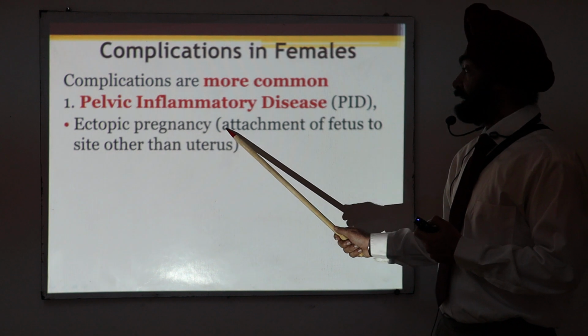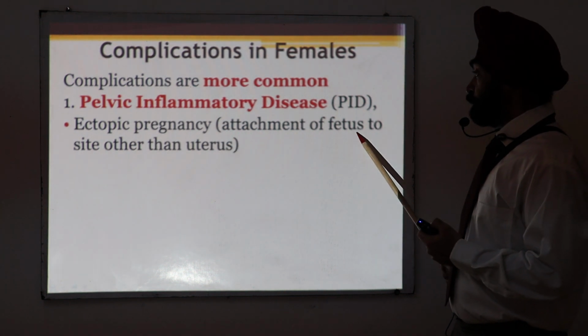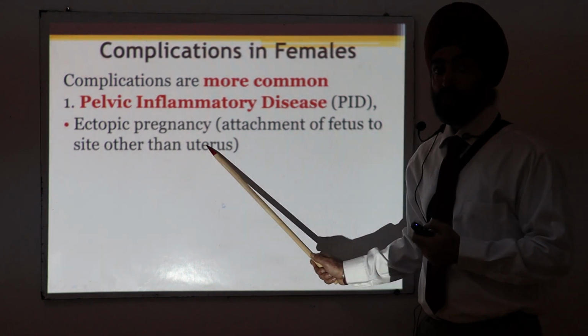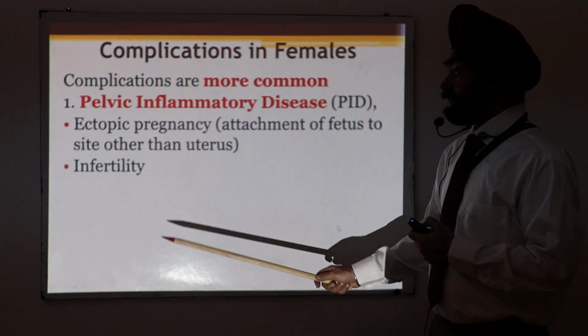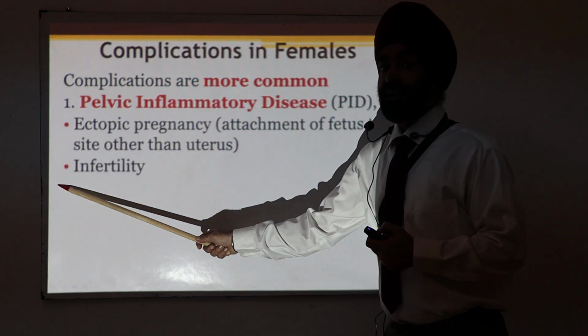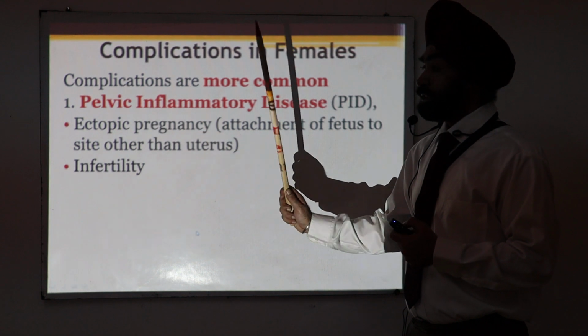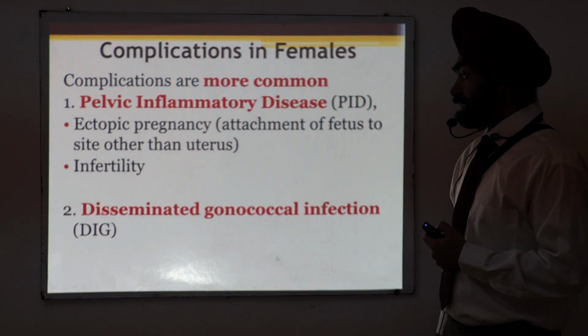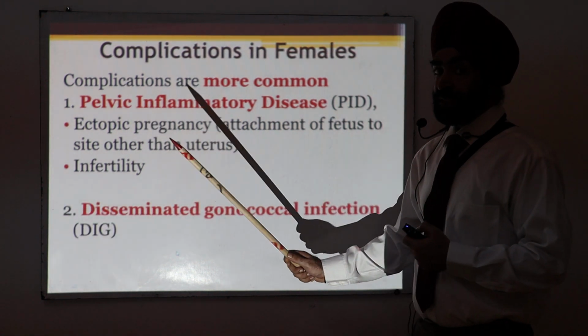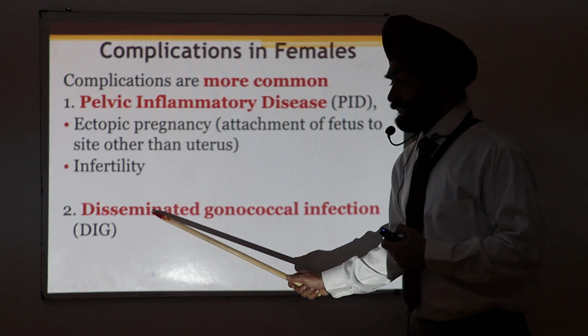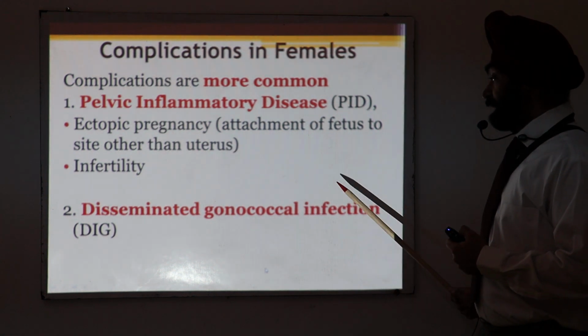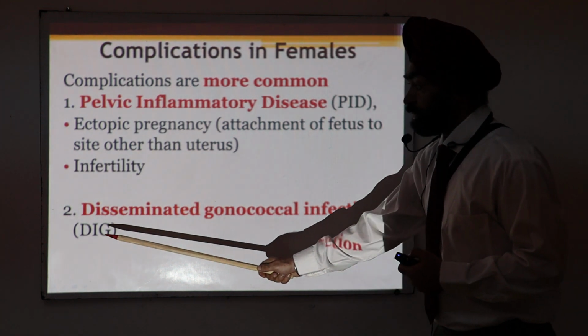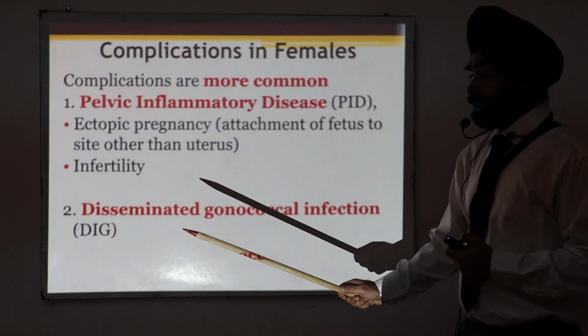So what I have written is the attachment of the fetus to a site other than the uterus. Second, infertility may also take place because of this PID. Another complication is called disseminated gonococcal infection. In short, we use the word DIG.